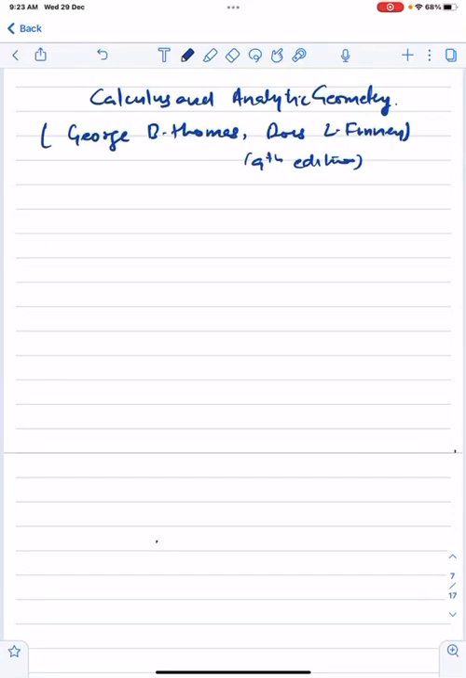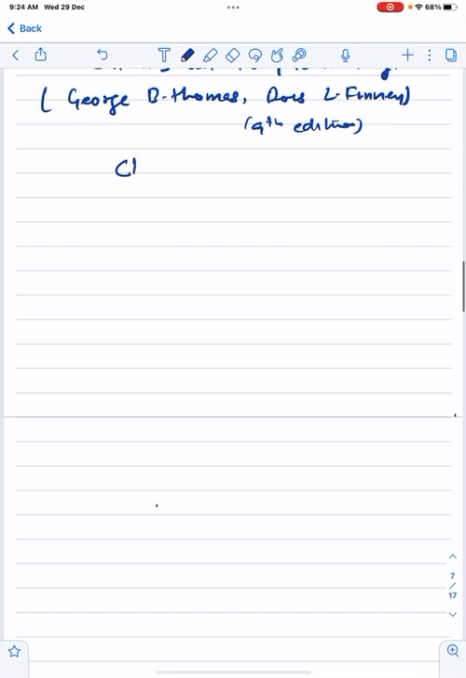So today we will start a new book. The name of the book is Calculus and Analytic Geometry. The authors are George B. Thomas and Ross Finney, and it's the ninth edition. Okay, and we will start with chapter number 8. The title is Infinite Series.